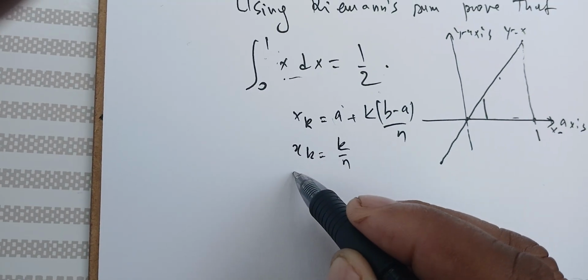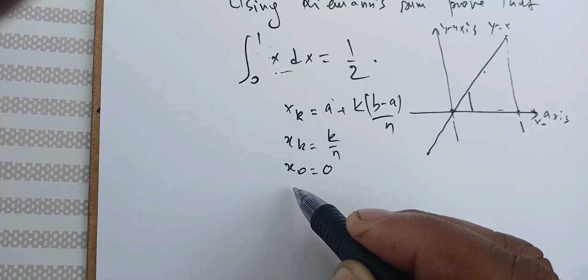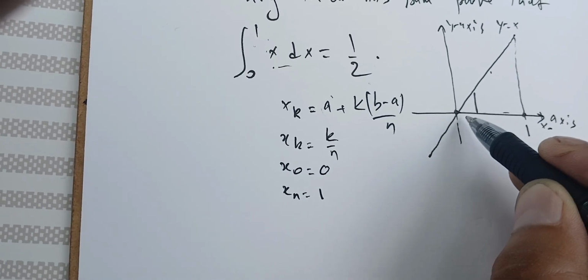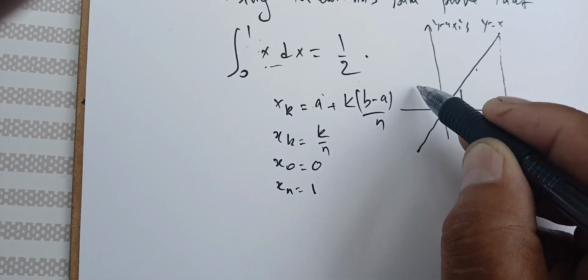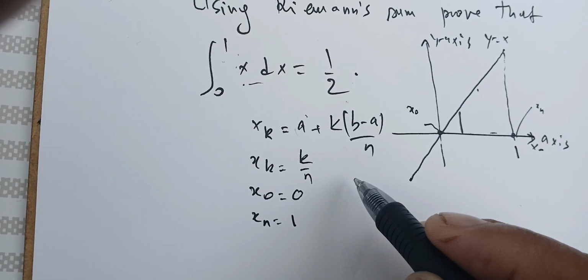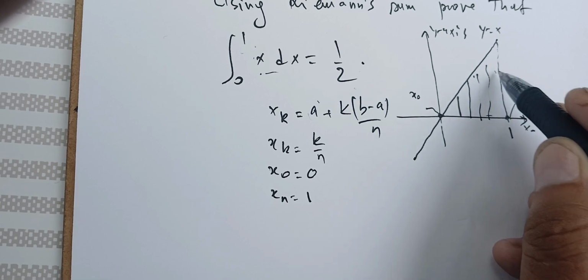So when k is 0, we get 0. That means we start from here. When k is n, we get 1. That means we are here. So these two are very important. This is x sub 0 and this is x sub n. The other subdivisions are located inside.